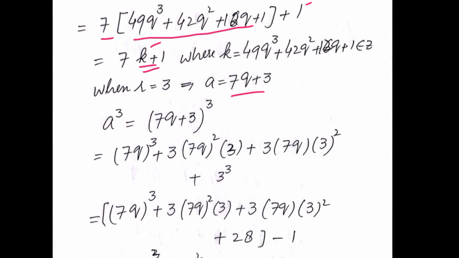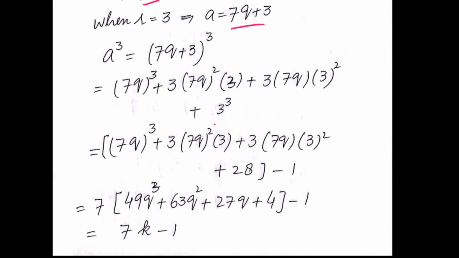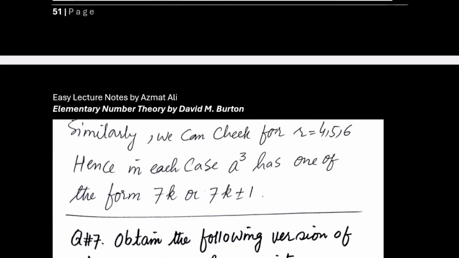Now when you expand its cube, this gives us 3 whole cube. The last term is 3 cube, that is 27. We can write it as 28 minus 1. So by taking 7 as a common from these 4 terms, this has the form 7k minus 1, by taking this number equal to some integer k. Similarly, we can check that for remainder r is equal to 4, 5, 6. Hence, in each case, a cube has the form 7k or 7k plus minus 1.